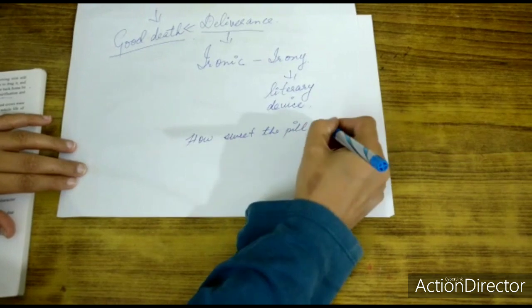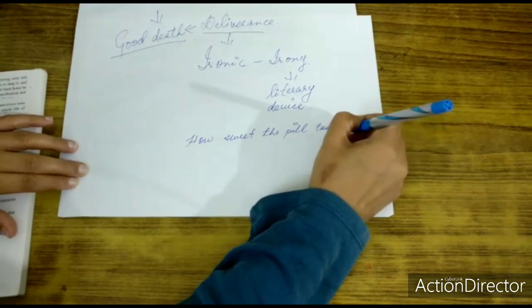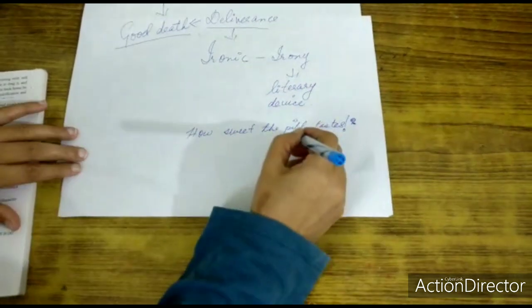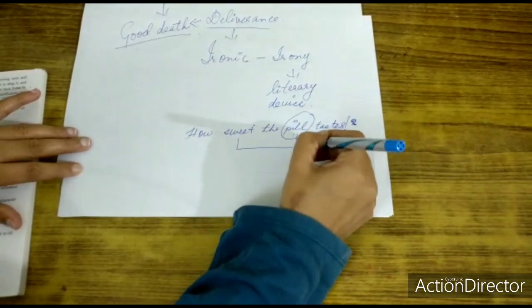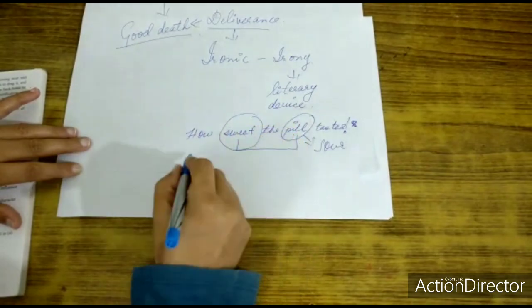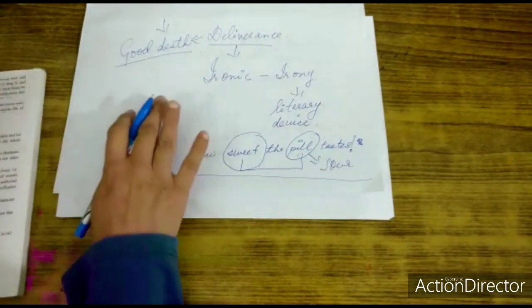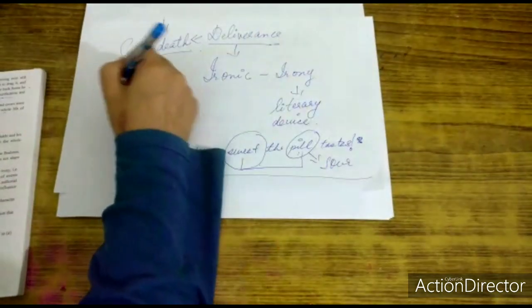Pill क्या होती है? जो दवाई होती है, गोली होती है. Okay? How sweet the pill tastes. Not a question mark, but an exclamatory mark. So don't you think this is altogether contrary to itself? Pills are always sour. They cannot be sweet. So this is what irony means. अब deliverance या दुखी की स्टोरी कैसे आयनिक है?